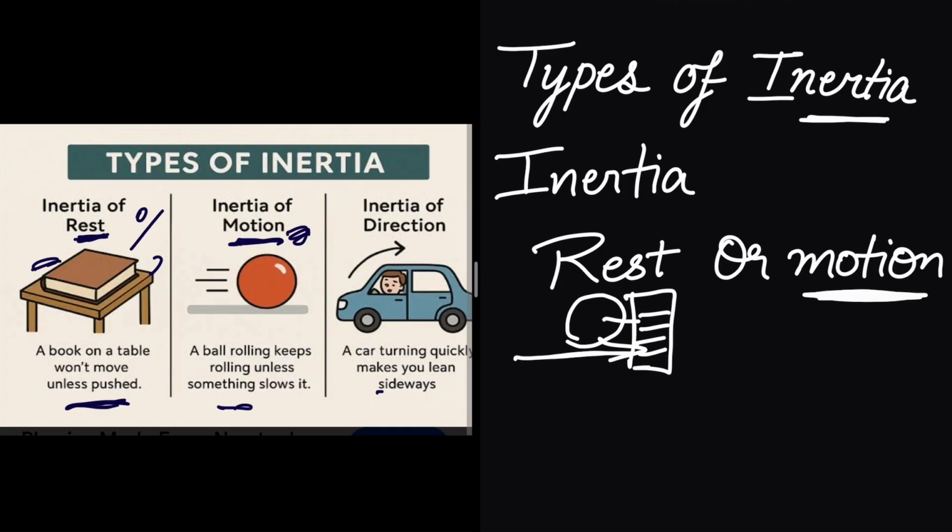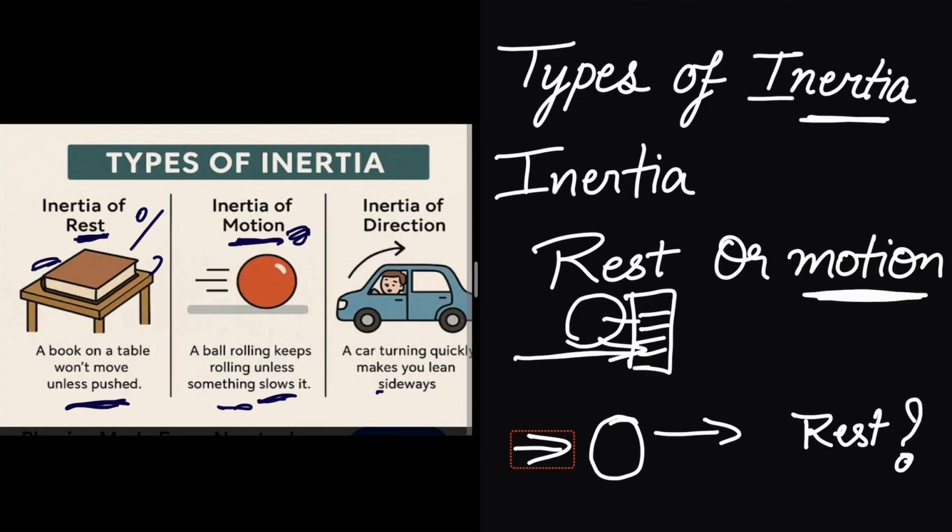Like in front of you, a ball which is rolling. It will keep on rolling unless something slows down its speed. Actually, what is the case if a ball starts moving? It wants to continue to be in motion. But in real life we observe that after some time the ball comes to rest. So why is it so? There is one force which is responsible for bringing this moving ball to rest.